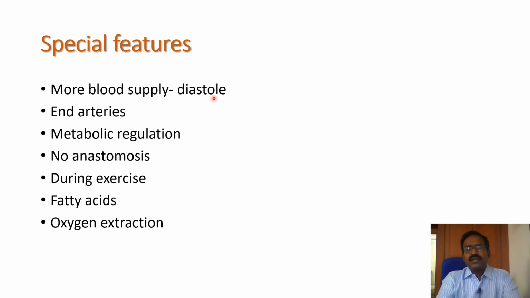So the heart has high oxygen extraction. 80% of the oxygen is extracted from the arterial blood supply. During rest also, the arteriovenous oxygen difference is very high. So it receives more oxygen from the coronary circulation.